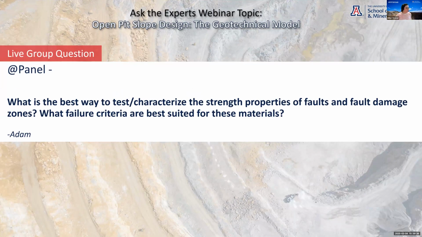So Adam's asking, what is the best way to test or characterize the strength properties of faults and fault damage zones? And what failure criteria are best suited for these materials? And this is directed at the whole panel. So if there's anyone that feels willing to take this on to start, I would welcome you to do so.